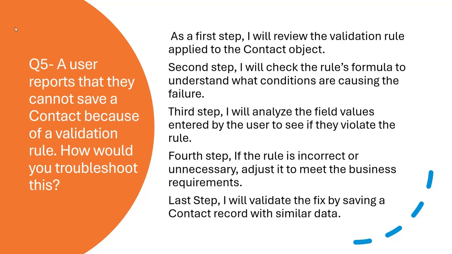Question 5. A user reports that they cannot save a contact because of a validation rule. How would you troubleshoot this? As a first step, I will review the validation rule applied to the contact object. Secondly, I will check the rule's formula to understand what conditions are causing the failure. Thirdly, I will analyze the field values entered by the user to see if they violate the rule or not. Fourth step, if the rule is incorrect or unnecessary, I will adjust it to meet the business requirement. And lastly, I will validate the fix by saving a contact record with similar data.